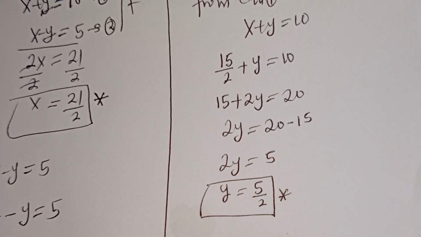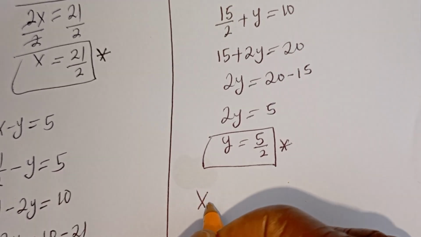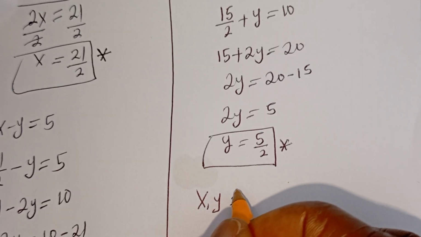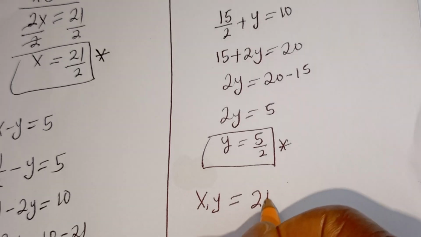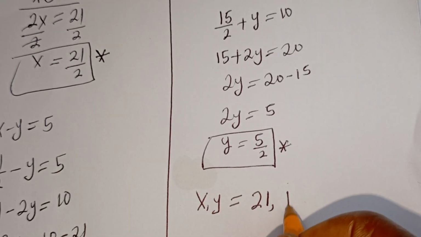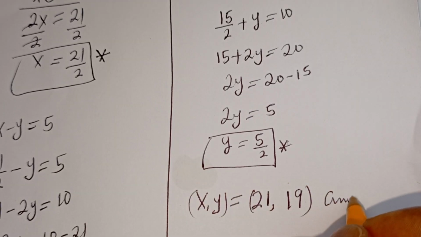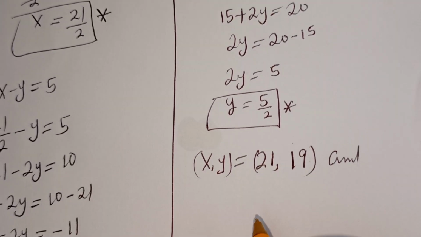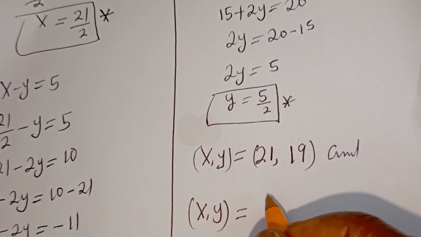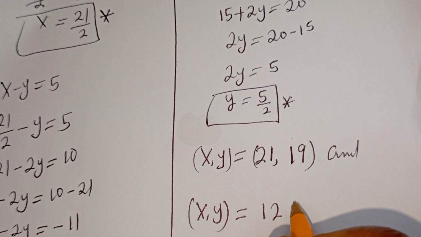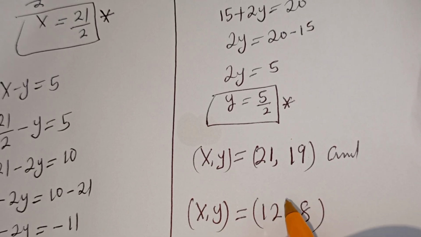It is also rejected. Therefore, the only natural numbers we have are (s, y) is equal to (21, 19) and (s, y) is equal to (12, 8). These are the only natural numbers we have.